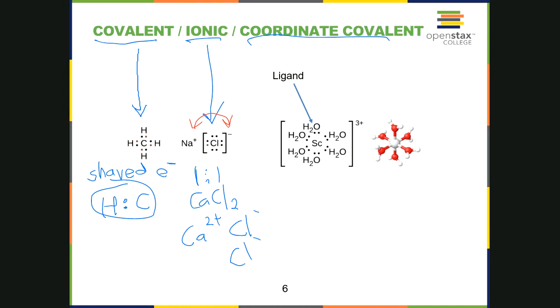Now, that doesn't exactly work over in the covalent, but we can do Lewis structures and make sense of the compound. But when we get to coordinate covalent, it gets a little weird, because in this case, we have a scandium 3+ cation. And then we have it surrounded by water molecules. So this would be one of the water molecules, for example.